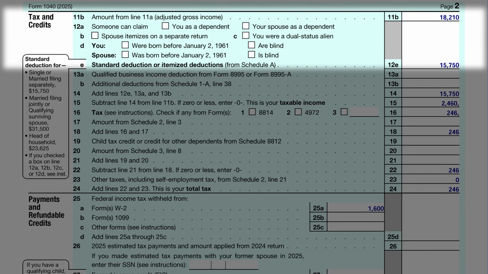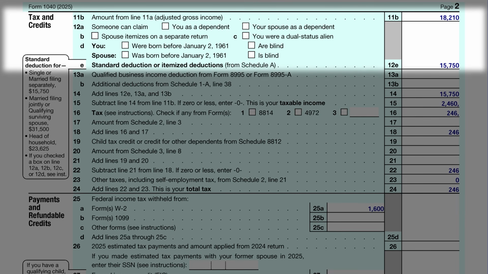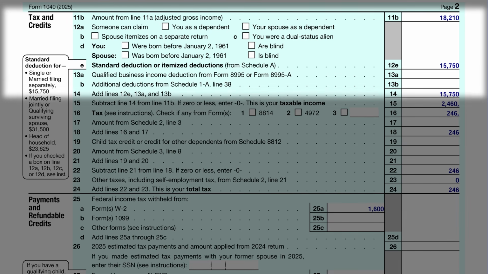The IRS adjusts the standard deduction each year for inflation, so be sure to check the latest numbers for your filing status. John took the standard deduction because it was the better option for him. But if your itemized deductions add up to more than the standard deduction, it may be worth itemizing. He then subtracted the deduction from his income to calculate his taxable income.